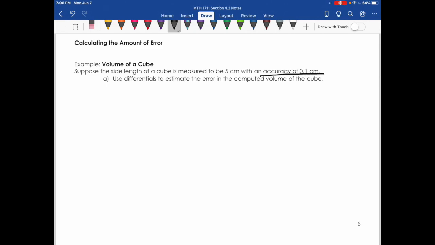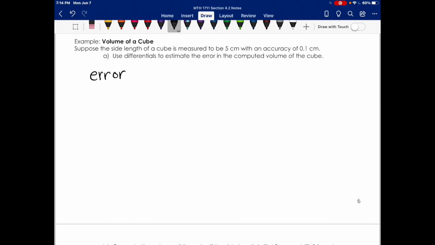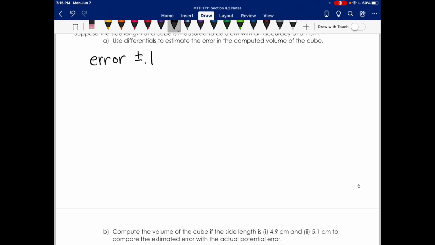So what that means is whatever the measuring tool is that they're using, a meter stick or a ruler, each mark on that ruler or that measuring device is going to be worth 0.1. So even if you measure it to be somewhere between 2 marks, at most you're going to make an error of plus or minus 0.1. So we could underestimate by 0.1 or overestimate by 0.1. So I'm going to write down that the error is plus or minus 0.1. So we're going to use differentials to estimate the error in the computed volume of the cube.